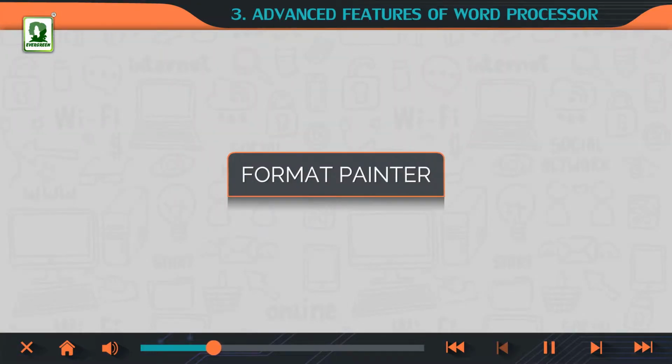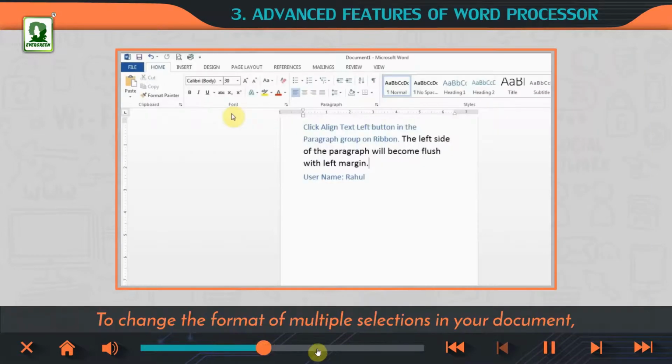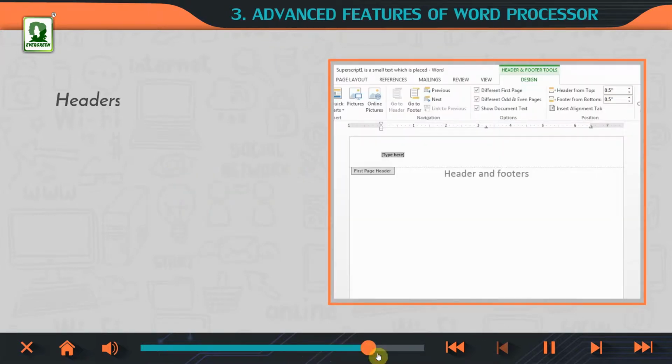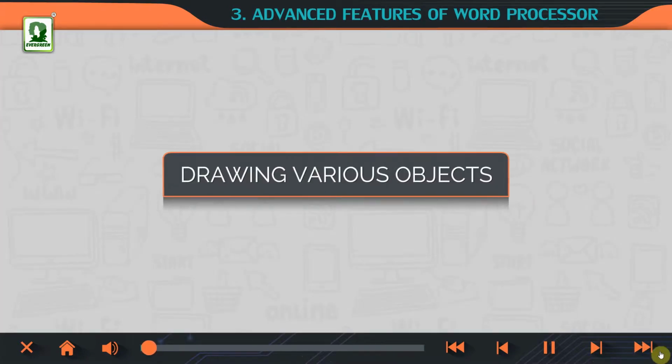Format Painter. Use the Format Painter on the Home tab to copy formatting of text. Headers and footers. Start numbering with 1 on a drawing various objects.